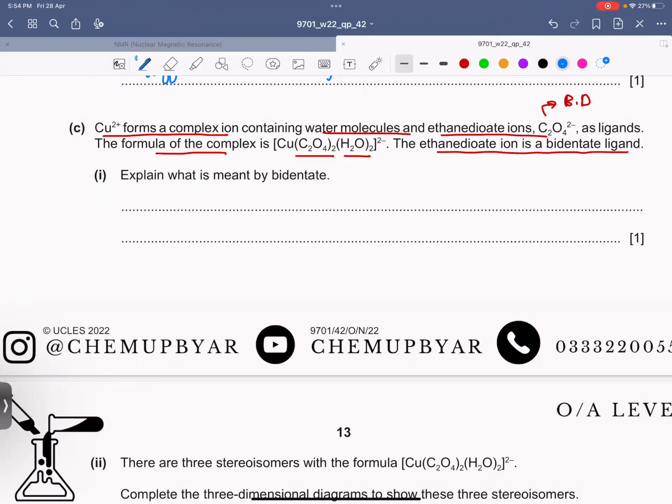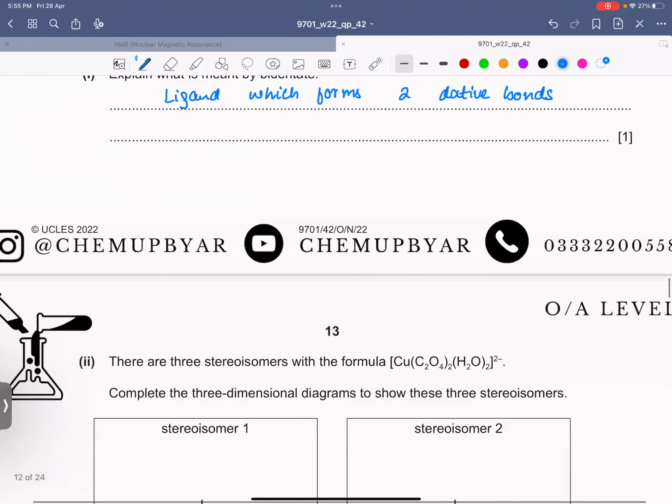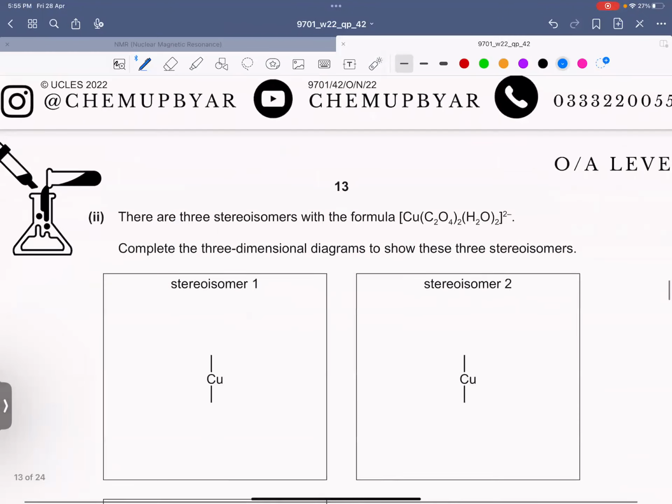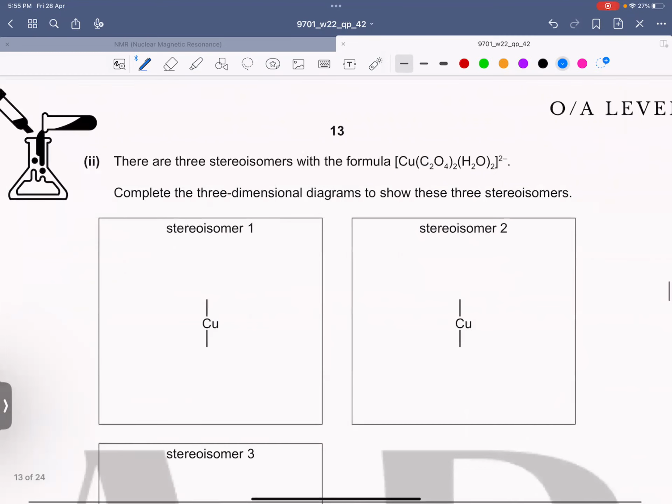A ligand which forms two dative bonds. Now, there are three stereoisomers with this formula. Complete the three-dimensional diagrams to show these three stereoisomers.